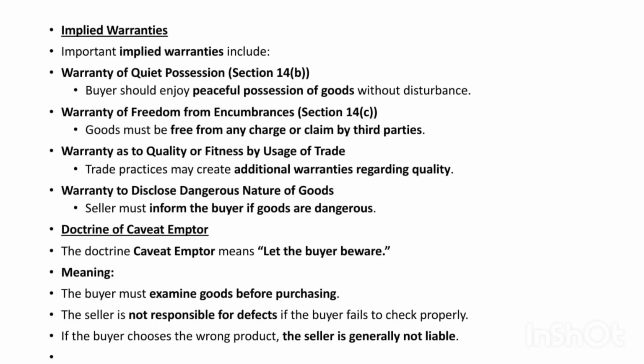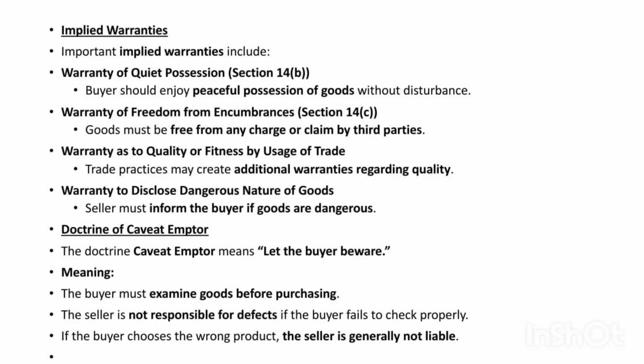The third one is warranty as to quality by usage of trade. So trade practices may create additional warranties regarding the quality. If a particular trade always assumes certain quality, law implies it. The fourth one is warranty to disclose dangerous nature. So seller must inform the buyer if goods are dangerous. If goods can cause harm, seller must warn.